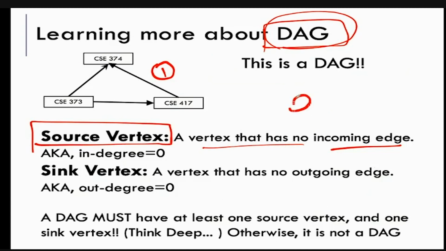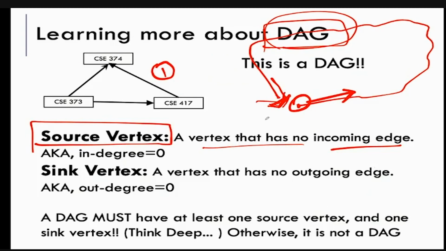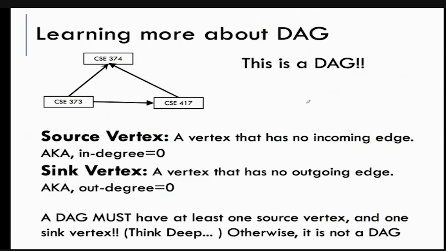Why? Because if every vertex has some outgoing edge and some incoming edge, if this is true for every vertex, then you can start at a vertex, follow some path, and you can always come back. So this basically creates a cycle. So to avoid a cycle, you at least have to have one vertex which does not have an incoming edge.